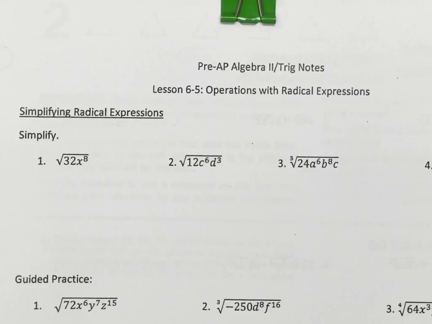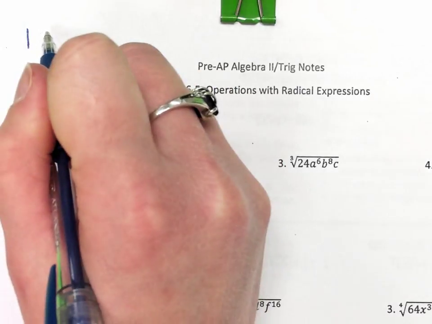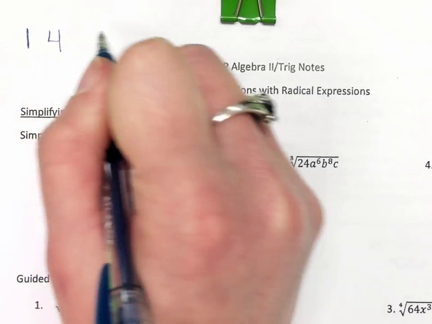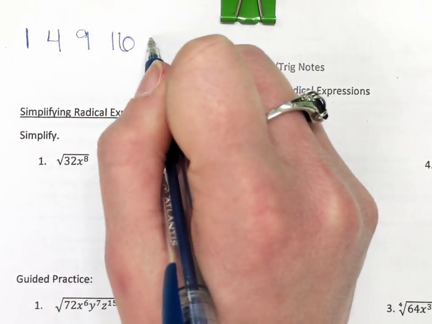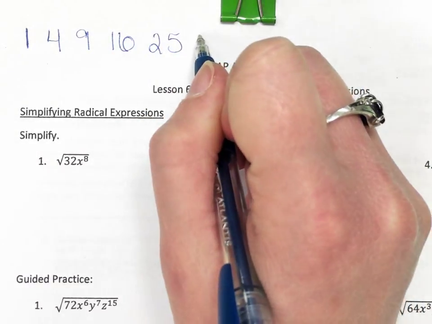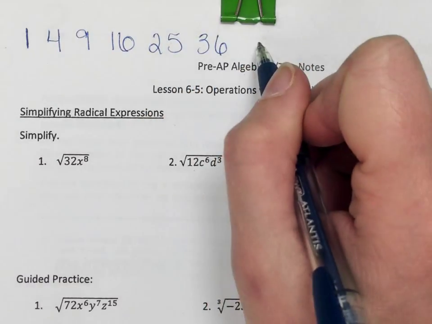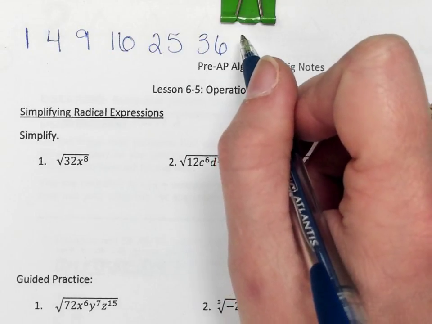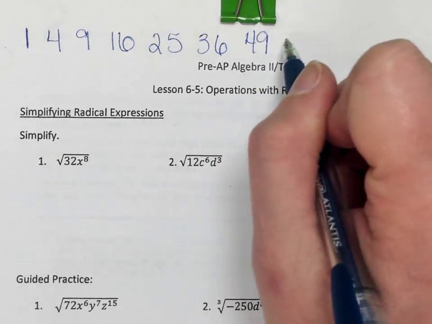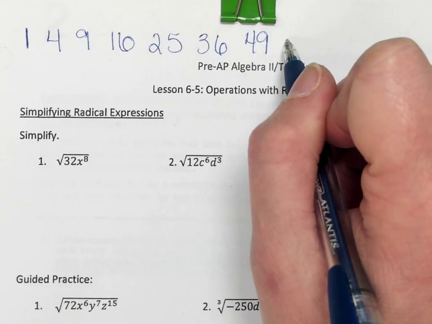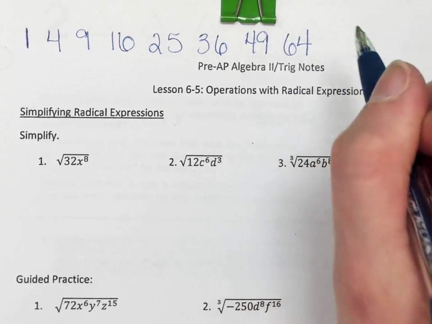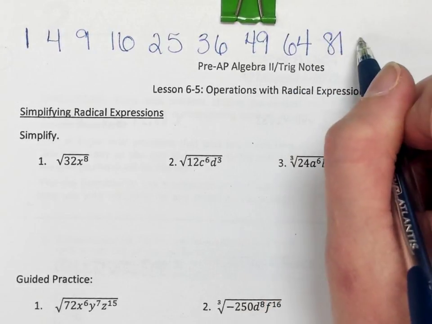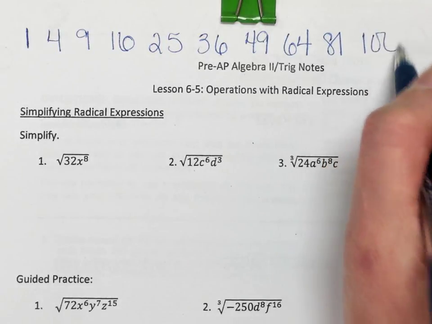Okay, what's the first perfect square? 1. Then what's the next one? 4. Then 16. Yep. 25. 36. Come on, here we go. What's after 36? 49. Keep going. Not 54. This is 7 times 7. What's 8 times 8? 64. All right, what's 9 times 9? 81. What's the next one? 100. Okay, we'll stop right there.